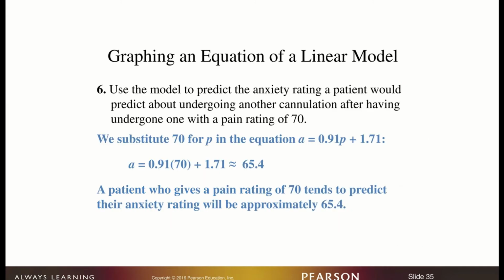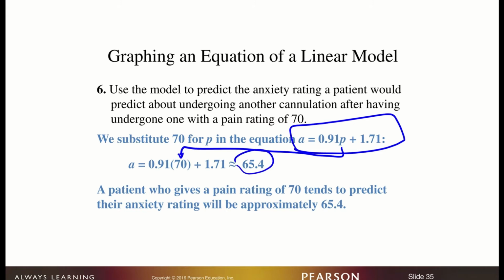So to use our model to predict the anxiety level for a person experiencing a pain rating of 70, if you remember, the model was given by that format. So all you have to do is replace P with 70. So we get approximately 65.4 as the predicted anxiety rating for someone who had a pain rating of 70 on the first cannulation.